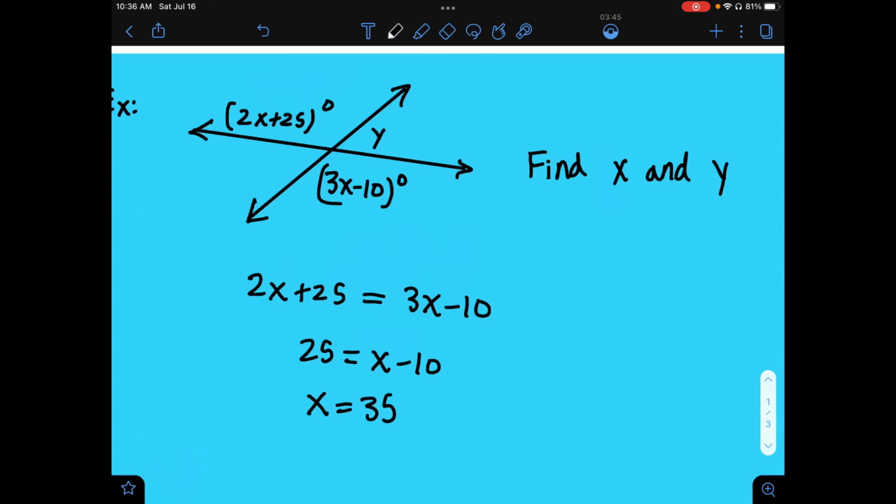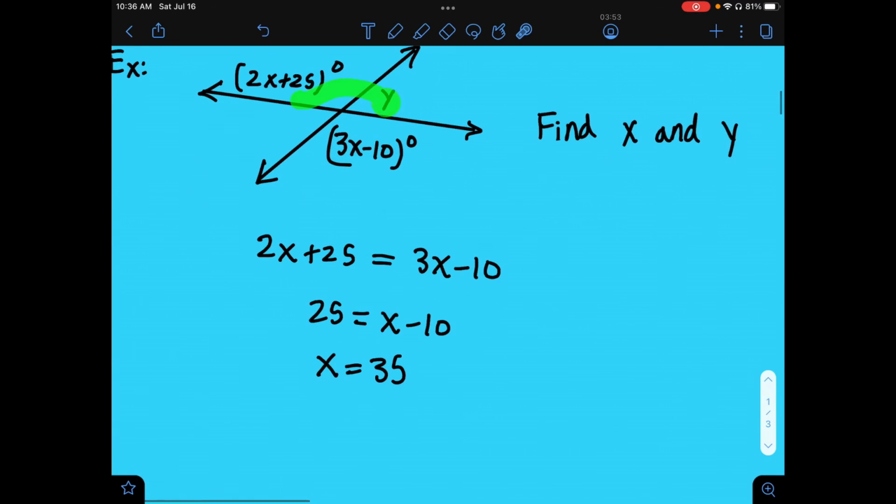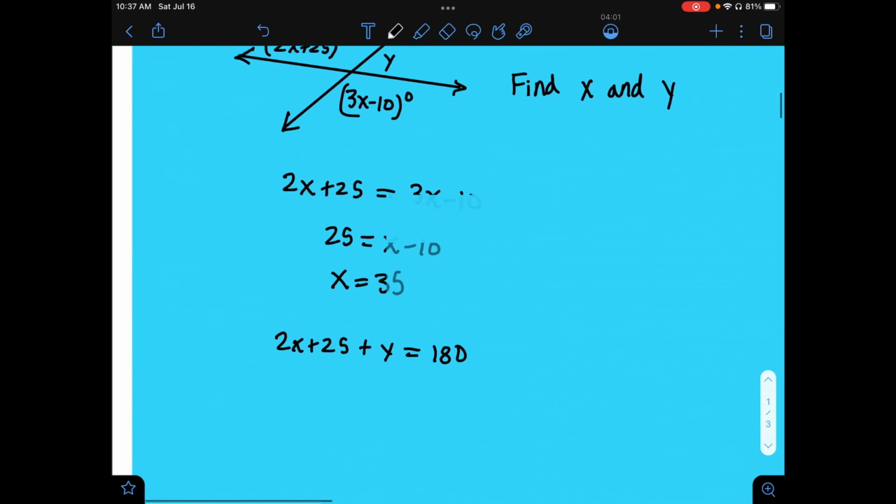Knowing that, you could either choose to use these two right here or these two right here, because they'll both add to 180. So we're going to choose these two angles right here. So you're going to have 2x plus 25 plus y will equal 180. And then plug in 35 for x.